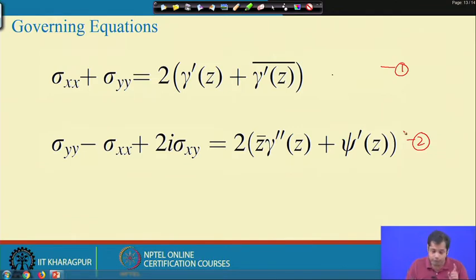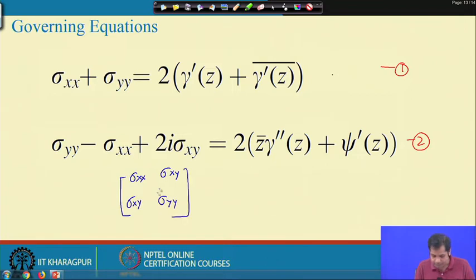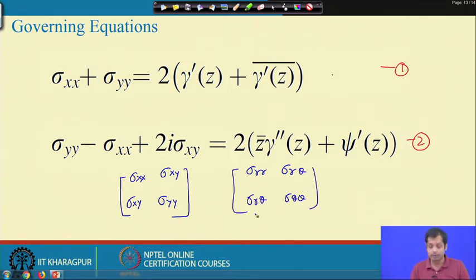Now, if you recall, in the Cartesian coordinate system, the stresses are written as sigma xx, sigma xy, sigma xy, sigma yy. The sigma xy and sigma yx are the same because of the symmetry, so the off-diagonal terms are written the same. In the polar coordinate system, it is written as sigma rr, sigma r theta, sigma r theta, sigma theta theta.